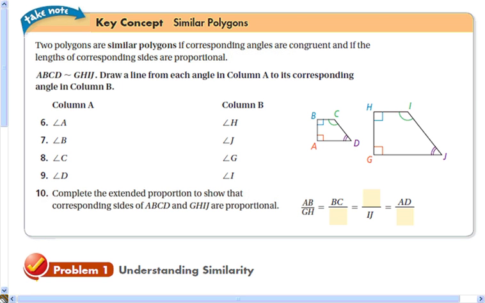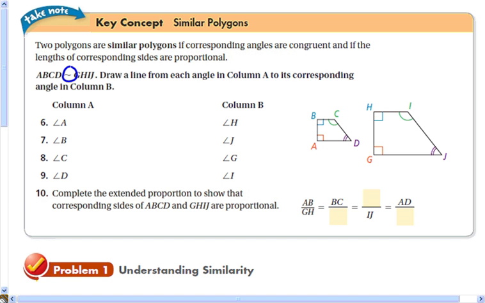All right, so here's what we're going to use, similar polygons. This is like the definition of similar here. Two polygons are similar if corresponding angles are congruent and the lengths of corresponding sides are proportional. So if we say that ABCD is similar to GHIJ, and notice that symbol, that's how you mark two things being similar.